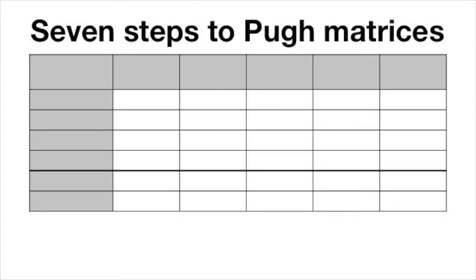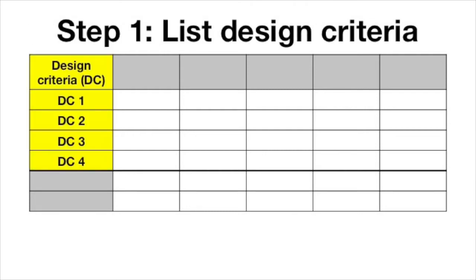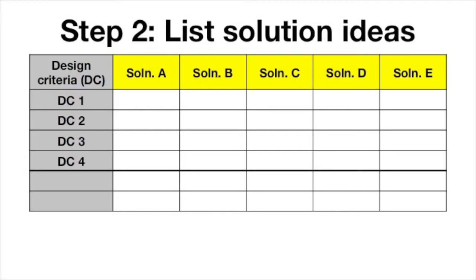There are 7 steps to setting up and using a screening Pugh matrix. The first step is to list the evaluation criteria down the left-hand side of the table. These criteria should be the design criteria that your team established earlier. The second step is to list solution ideas along the top row. While you will likely have many ideas, it's advisable to only list 10 or so at a time. Otherwise, the Pugh matrix will become unwieldy. And yes, this means you will need to do several Pugh matrices to sort through your ideas.